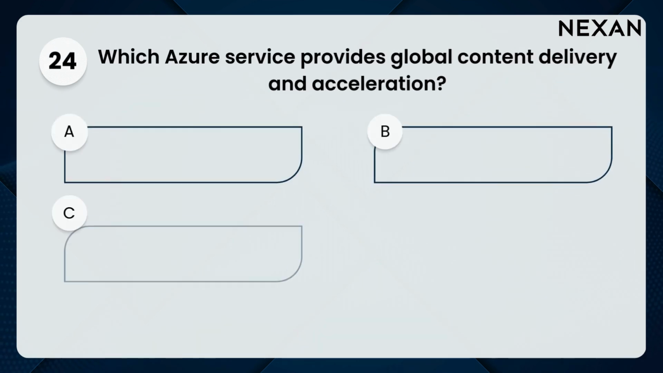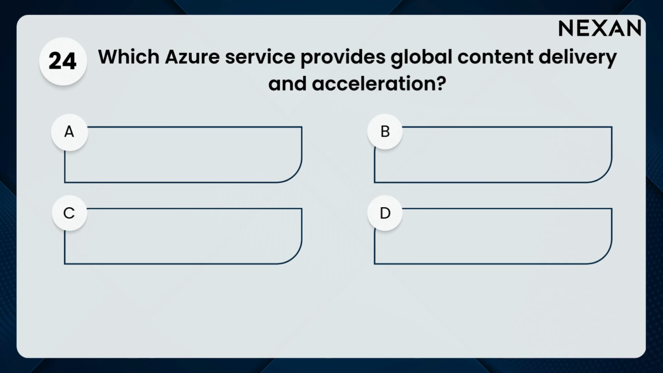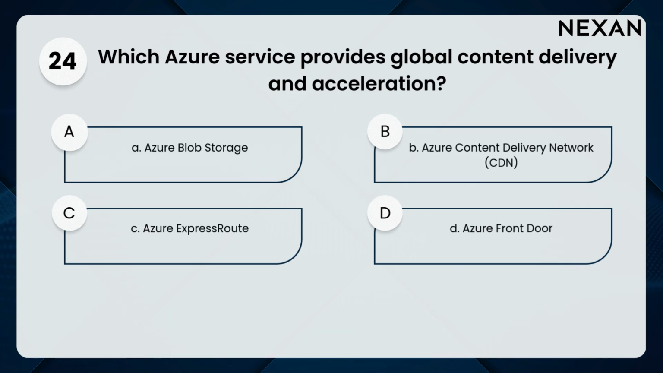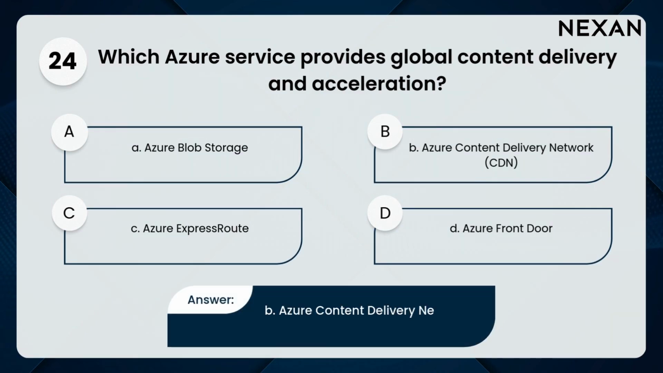24. Which service provides global content delivery and acceleration? A. Azure Blob Storage. B. Azure Content Delivery Network, CDN. C. Azure Express Route. D. Azure Front Door. Answer: B. Azure Content Delivery Network, CDN.